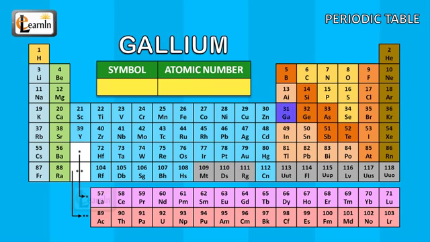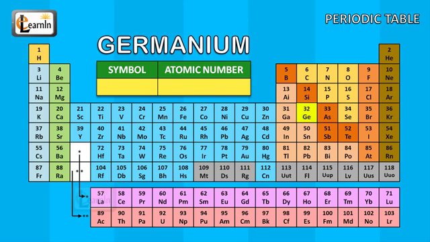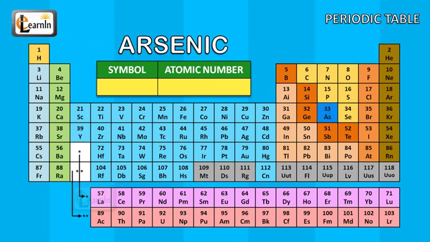The element gallium is represented as Ga and has an atomic number of 31. The element germanium is represented as Ge and has an atomic number of 32. The element arsenic is represented as As and has an atomic number of 33.